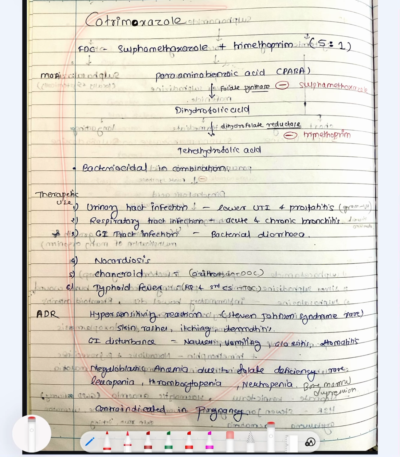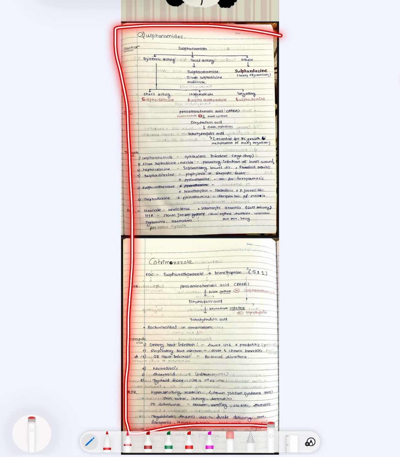In this way, we have learned briefly about sulfonamides and cotrimoxazole.